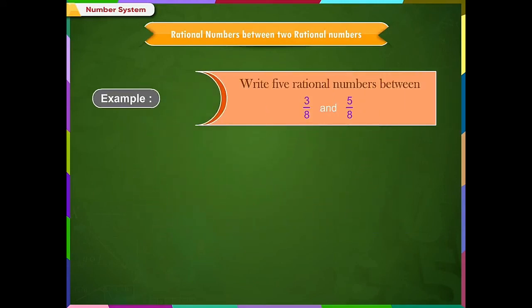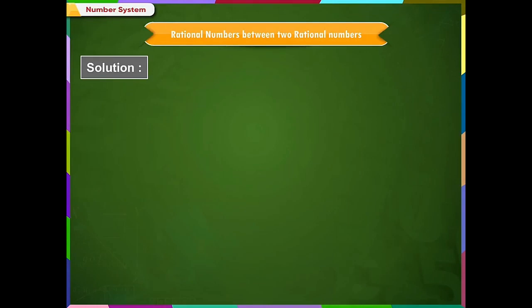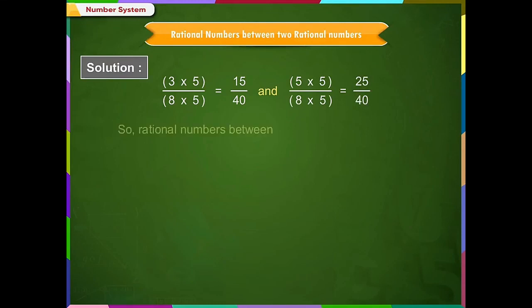Let us understand this concept better with one more example. Write 5 rational numbers between 3 by 8 and 5 by 8. Let us make equivalent rational numbers of 3 by 8 and 5 by 8 by multiplying by 5. 3 into 5 by 8 into 5 is equal to 15 by 40 and 5 into 5 by 8 into 5 is equal to 25 by 40.